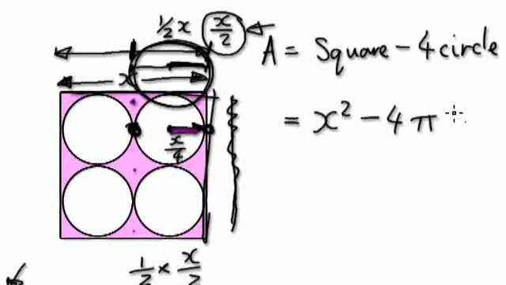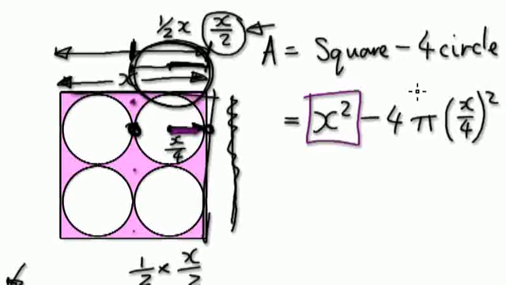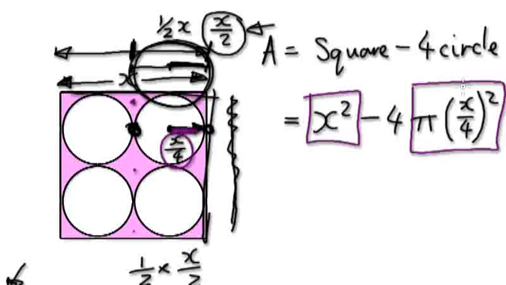Now let's see 4 lots of this circle. So pi, x over 4, and then we've got to square it. This is our small circle, pi r squared. The radius is x over 4, so we're putting the radius into here, and it becomes this. Let's tidy this up. Let's work out this bit here. This bit here is quite complicated, so find a blank space somewhere.